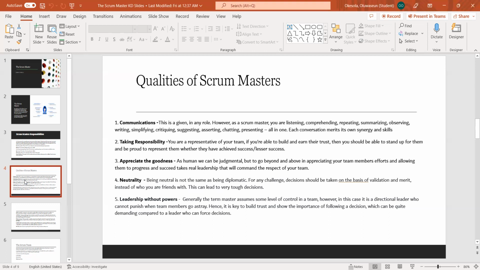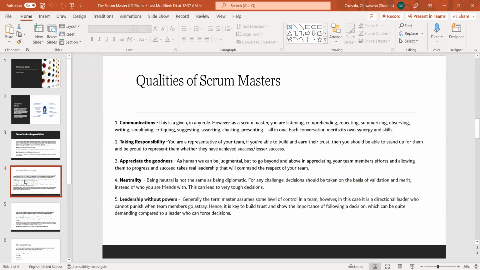For them to lay such responsibility on you, they need to trust you. So the first thing a Scrum Master wants to look out for is to build a solid relationship with the team and build trust. When people trust you, they can go to sleep with their two eyes closed, knowing fully well that you will be responsible for them. So the third one says, appreciate the goodness.